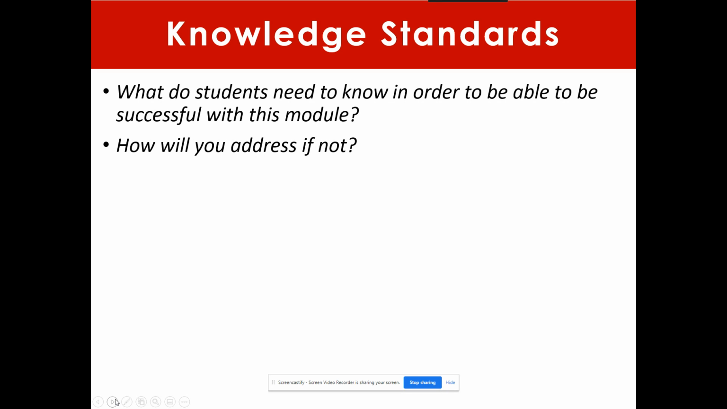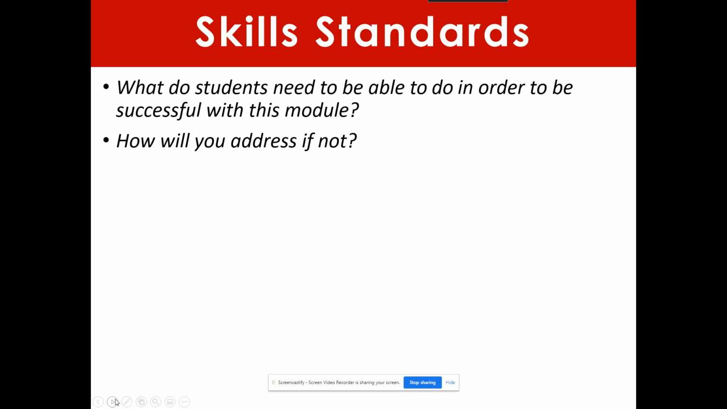You would here first provide knowledge standards of what do students need to know in order to be successful with this module, and also how you will address it if they are not successful. What types of activities or tasks would we adhere to if they're not successful? And then you would do the same thing here for which skill standards. So it's important to outline first and foremost which knowledge standards and which skill standards we are addressing within the curriculum before planning the lesson.